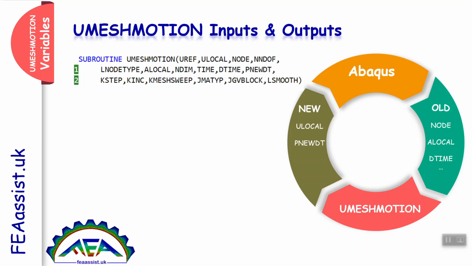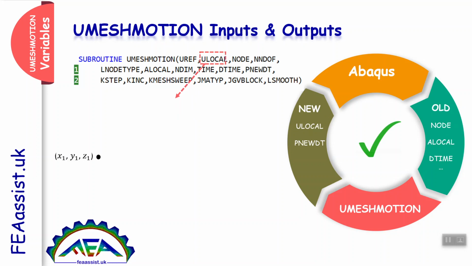Abaqus again uses these variables to recompute the nodes positions and all the necessary variables. This is how Abaqus and UMesh motion interact with each other, which is necessary to understand well to write a well-working UMesh motion subroutine. Here I explain one of the variables, U local.